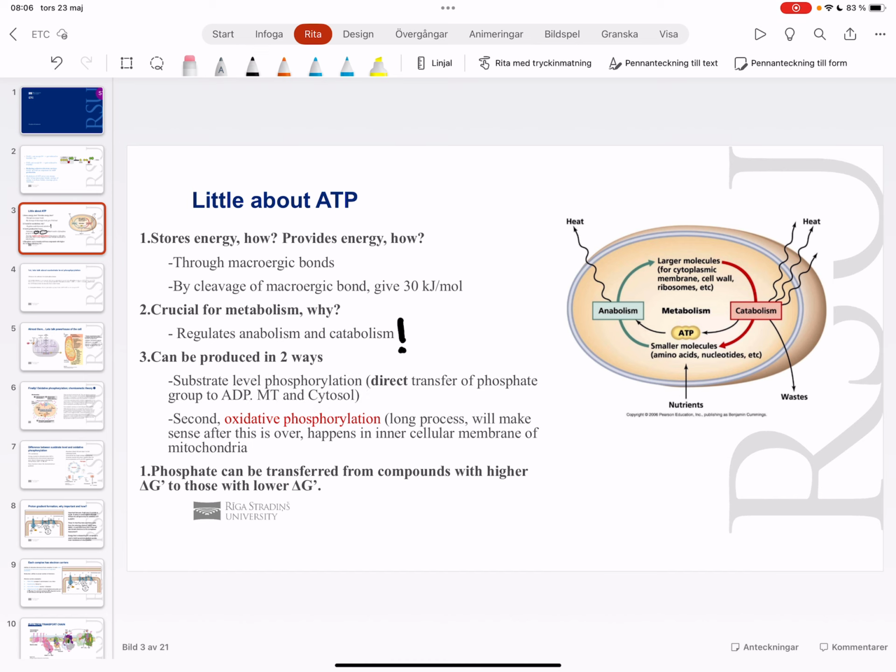The second one is oxidative phosphorylation, which is the one that we're going to talk about today. Hopefully this will make more sense soon. It happens in the inner membrane of the mitochondria. This one I just copy-pasted from the PowerPoint of our professor's lecture: phosphate can be transferred from compounds with higher delta G to those with lower delta G only.